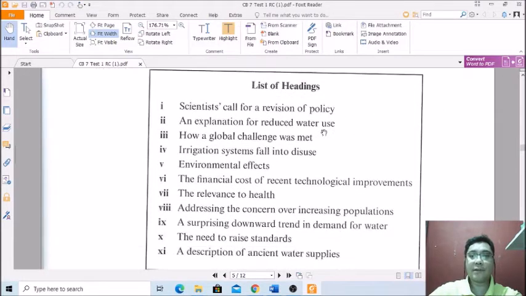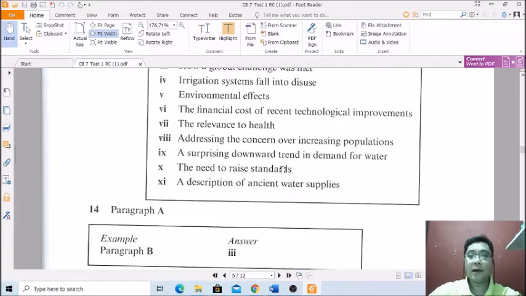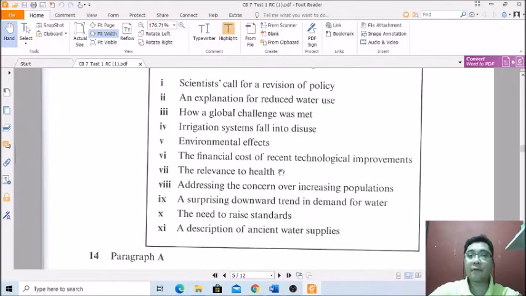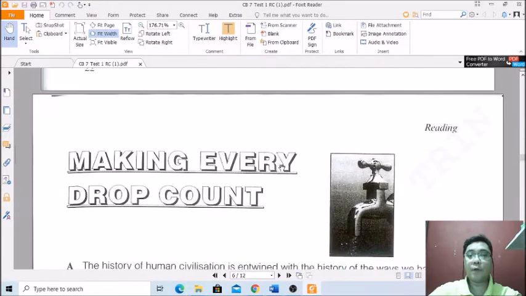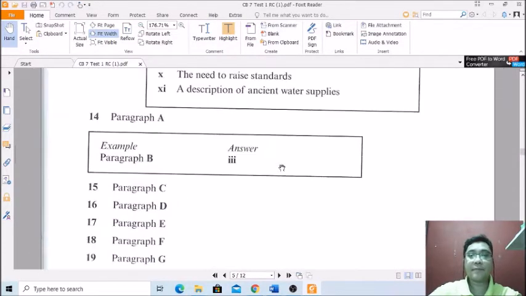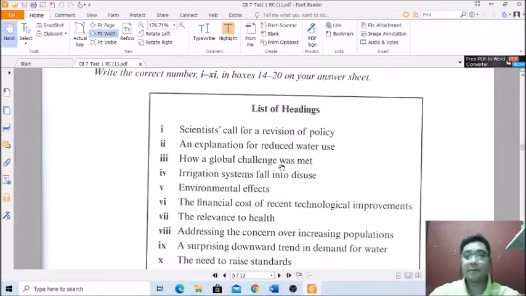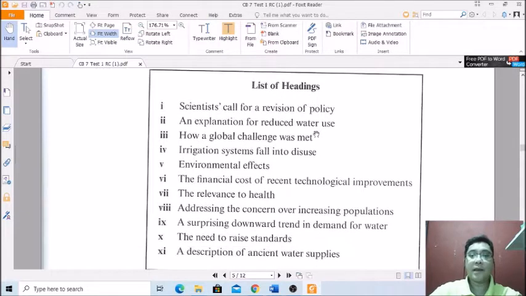So you're given a list of headings actually, and you have to match it with the content of the paragraph, deciding which heading should go along with a certain paragraph. So that's the general situation and the general assignment from list of headings. Now we come to step one.